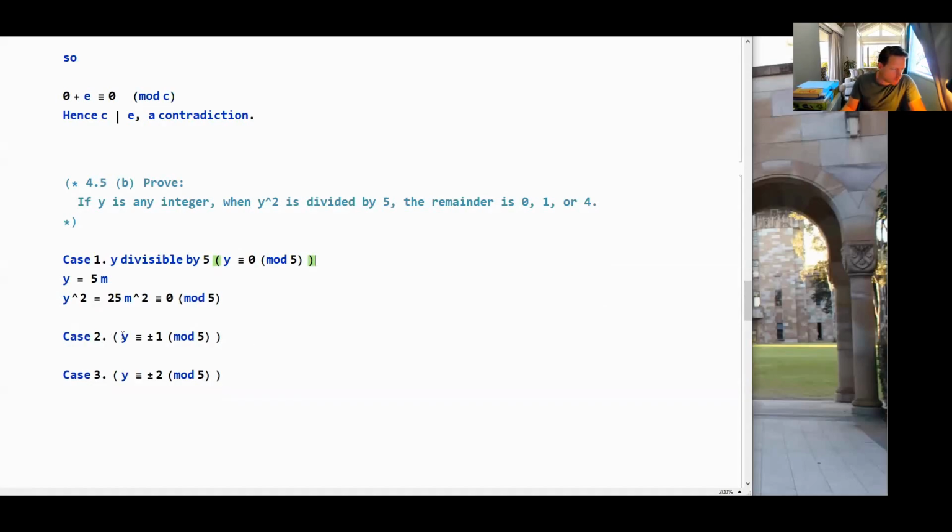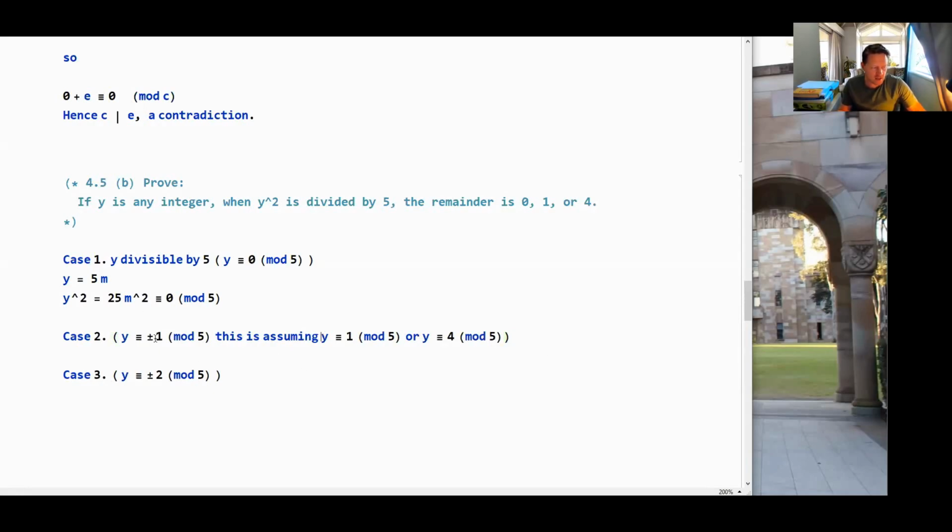Yep, okay, so case 2. Now this incorporates, okay, so let's rephrase here. This is assuming that y is congruent to 1 mod 5 or y is congruent to minus 1 mod 5, but minus 1 mod 5 is the same as 4 mod 5. And that's because 4 is 1 less than 5. Okay, so we're really incorporating both of those cases here.